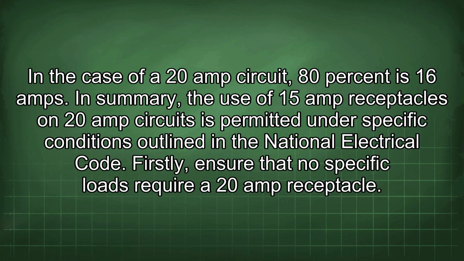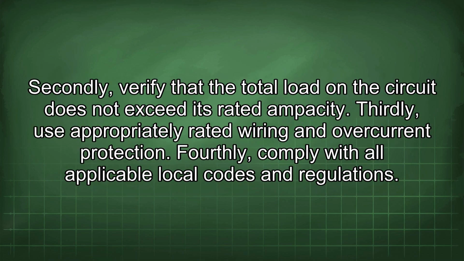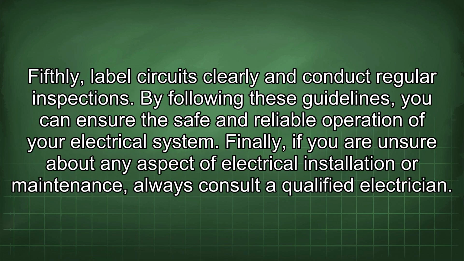In summary, the use of 15 amp receptacles on 20 amp circuits is permitted under specific conditions outlined in the National Electrical Code. Firstly, ensure that no specific loads require a 20 amp receptacle. Secondly, verify that the total load on the circuit does not exceed its rated ampacity. Thirdly, use appropriately rated wiring and overcurrent protection. Fourthly, comply with all applicable local codes and regulations. Fifthly, label circuits clearly and conduct regular inspections. By following these guidelines, you can ensure the safe and reliable operation of your electrical system.